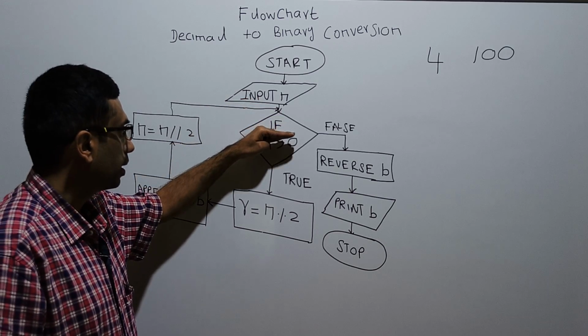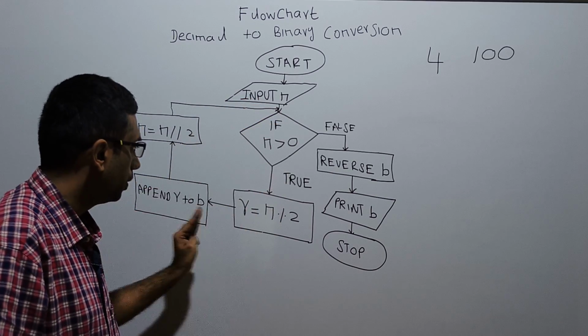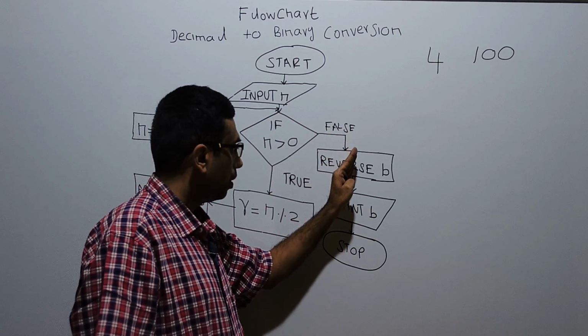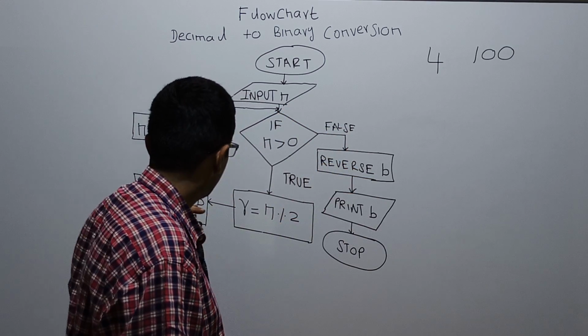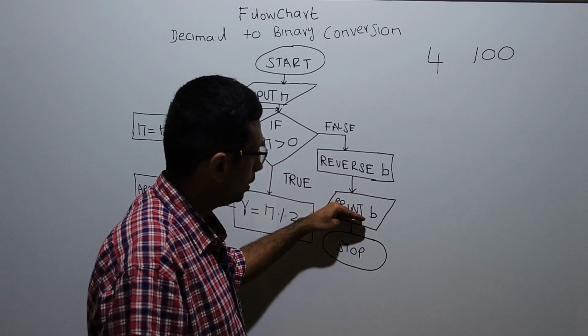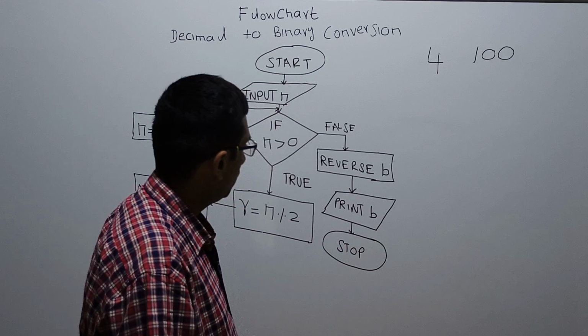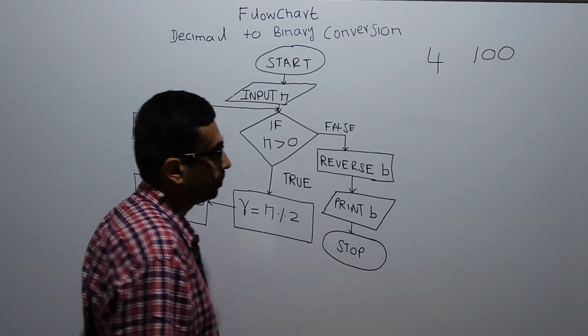Again, we check the condition n greater than 0. If it is true, the loop will continue until n is no longer greater than 0. If it is false, I will come out of the loop, reverse the value stored in the variable b, print the result in b, and end this flowchart. We will take a sample input and check how this flowchart works.